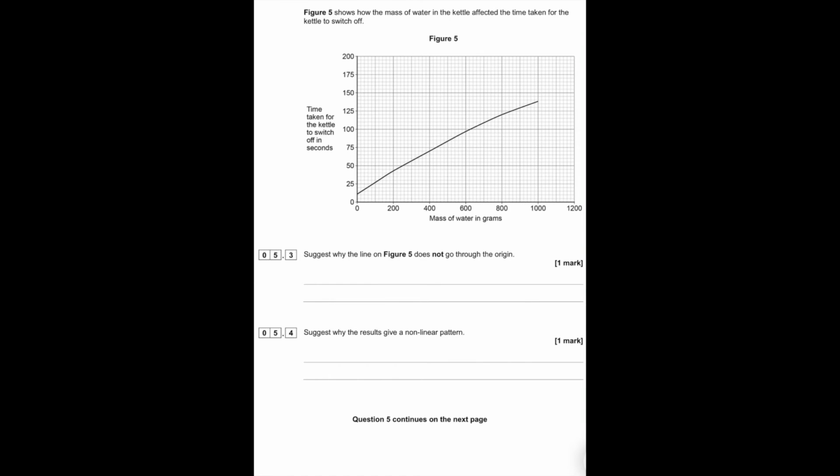Figure 5 shows how the mass of water in a kettle affects the time taken for the kettle to switch off. So we've got the time taken in seconds for the kettle to switch off and the mass of water in kilograms. Suggest why the line on figure 5 does not go through the origin. This would be because the heating element is going to take some time to heat up in the first place.